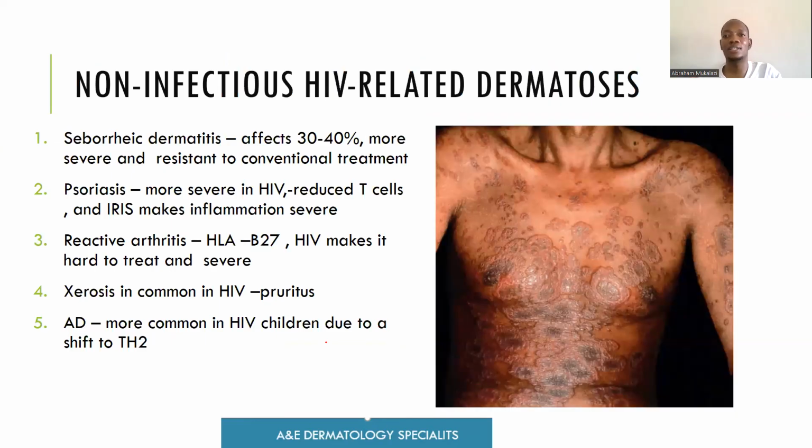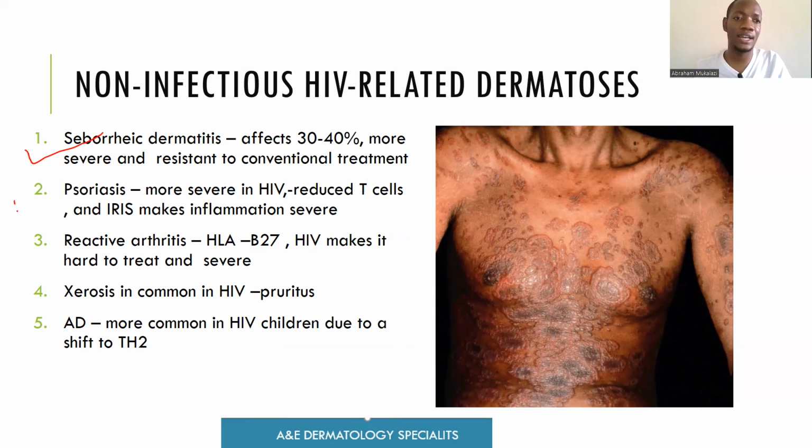So we proceed now to the non-infectious HIV-related dermatoses. The first one is seborrheic dermatitis. Seborrheic dermatitis is usually more of an allergic-mediated reaction where someone has hypersensitivity to the normal Malassezia species that are supposed to be the normal flora on the skin. But when it comes to HIV, seborrheic dermatitis becomes severe, recalcitrant, and very resistant to treatment, and it will affect even up to 40% of people living with HIV.